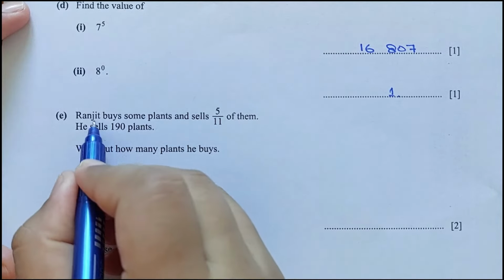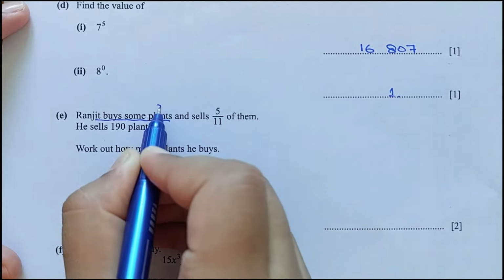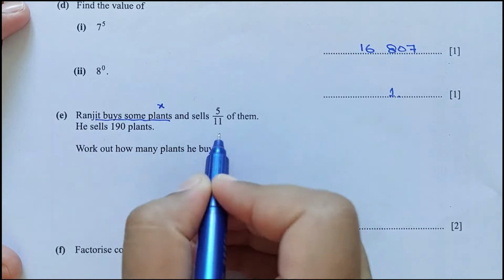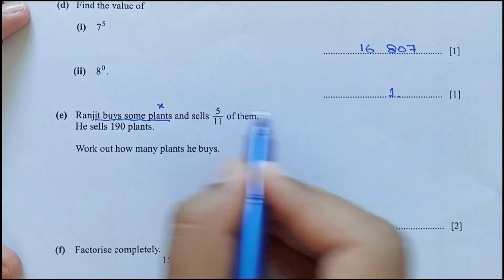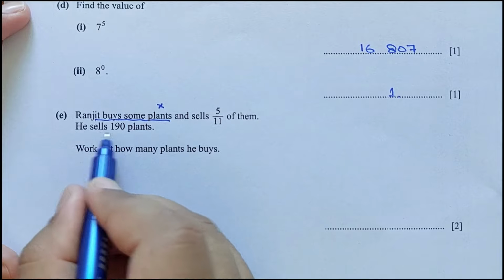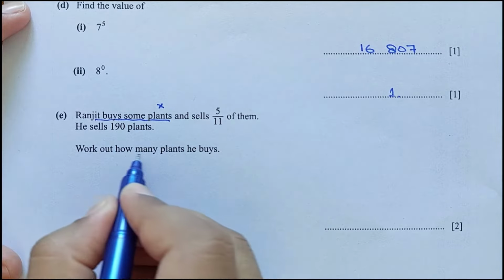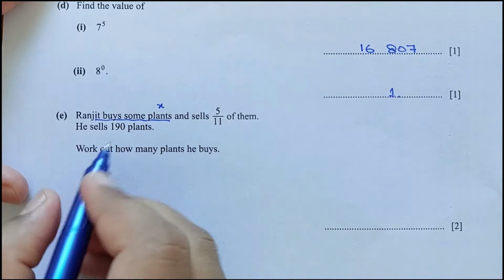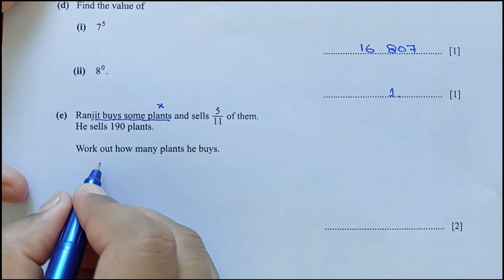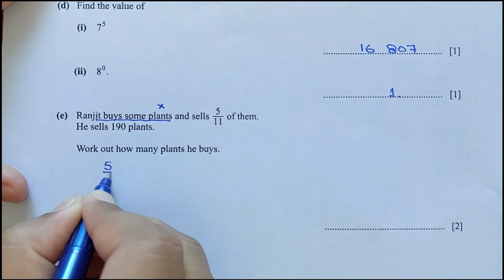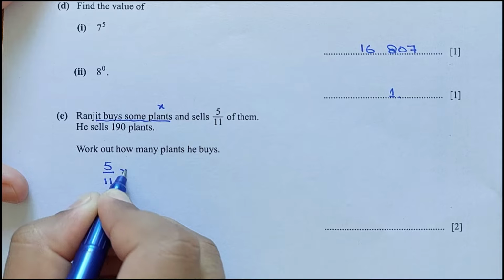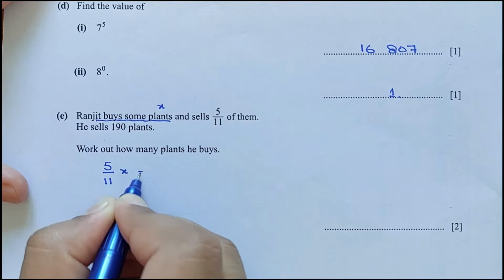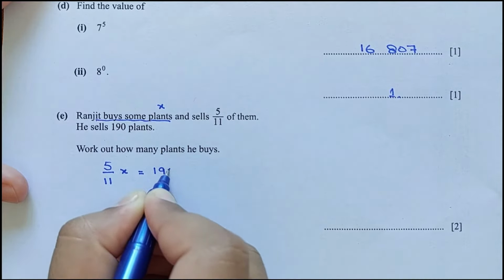Now for part A, Ranjit buys some plants and sells 5 by 11 of them. Let's say he buys X plants and sells 5 by 11 of them. 5 by 11 of X he sells. He sells 190 plants. Work out how many plants he buys, right? So he sells 5 by 11 of the plants he buys, and the total is 190.